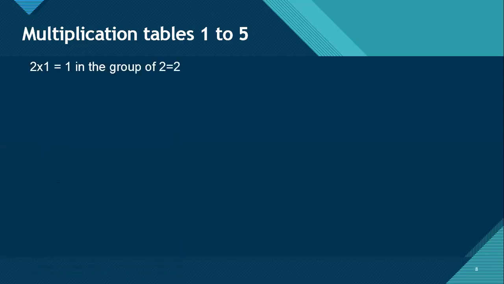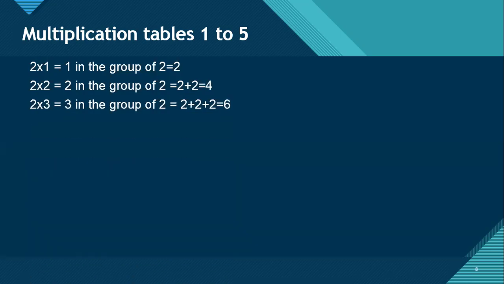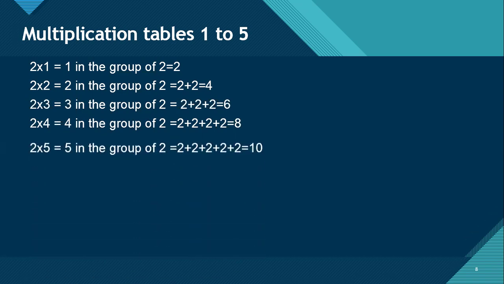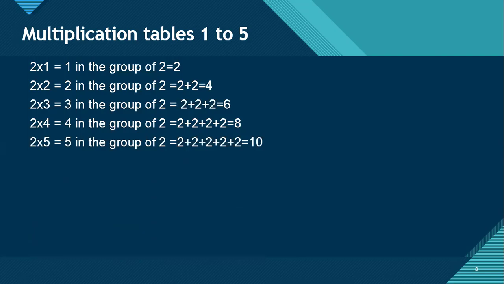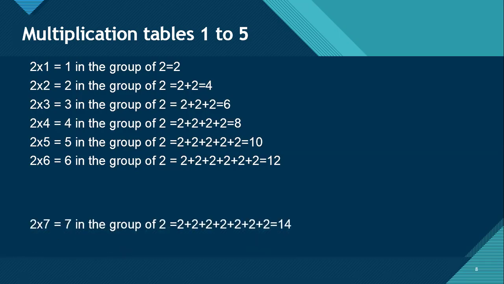Okay. So 2, 1 times, that is 2, 1 in group of 2, that is 2. 2 in group of 2, that will be 2 plus 2, 4. 2 into 3, that is 2 in the group of 3, that is 2 plus 2 plus 2, that is 6. 2 multiplied by 4, that is 2 fours, 4 in the group of 2, addition 4 times, that will be 8. Then 2 fives are 2 addition 5 times, that will be 10. 2 multiplied by 6, addition of 2, 6 times, 12.